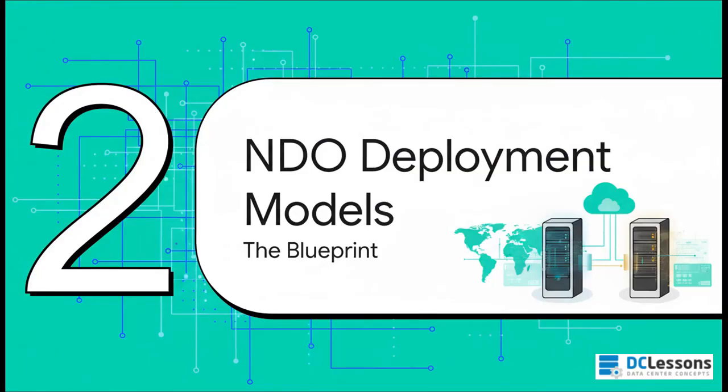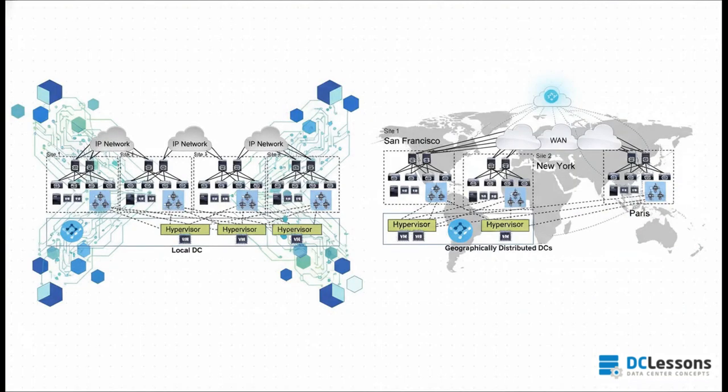So knowing that NDO is an app that runs on the Nexus Dashboard platform, the next question is pretty obvious. How do you deploy the platform itself? Well, there are two main models, and which one you choose really just boils down to your specific needs for scale and geography. On the left, you've got the centralized model. This is perfect for, say, a huge campus environment where you might have multiple ACI fabrics pretty close to each other. It lets you scale way beyond what a single fabric can handle, but you still get to manage them as one big logical system.